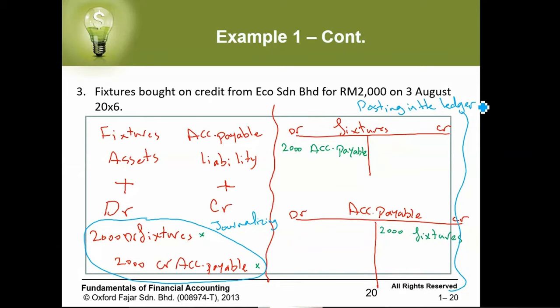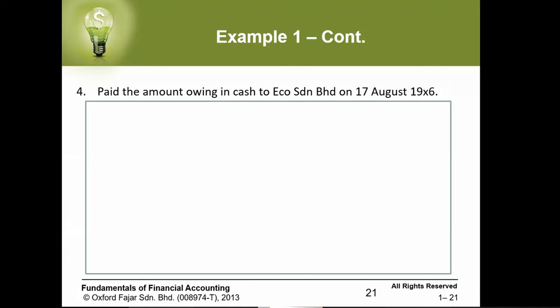Let's go to another example. Pay the amount owing in cash to ECO STM PhD. We have cash and accounts payable. Cash is asset, liability, or owner's equity? Asset. Accounts payable? Liability. So the asset, the cash, is increase or decrease? Decrease. The accounts payable? Decrease as well. So the cash, as an asset, when decreased, is it debit or credit? Credit, yes.